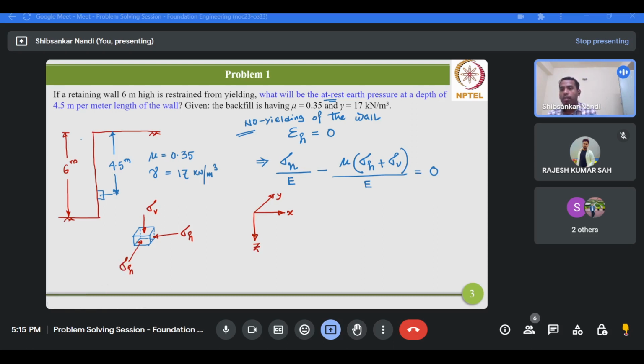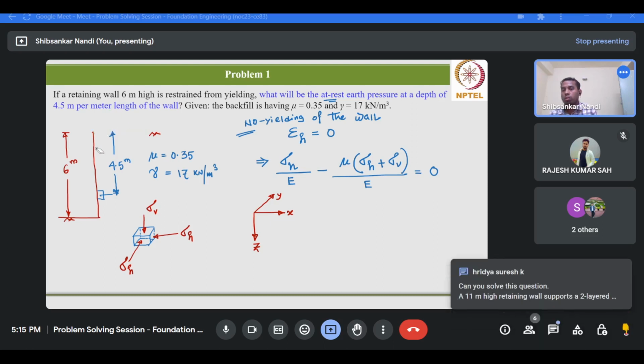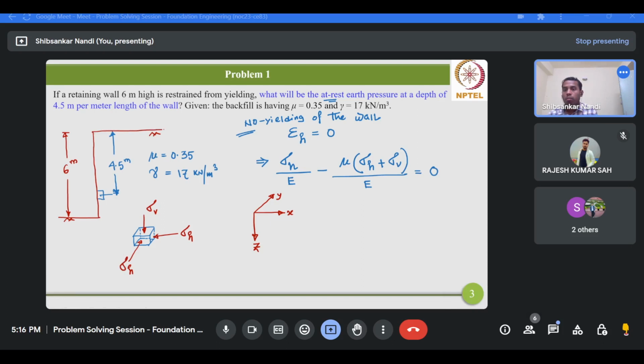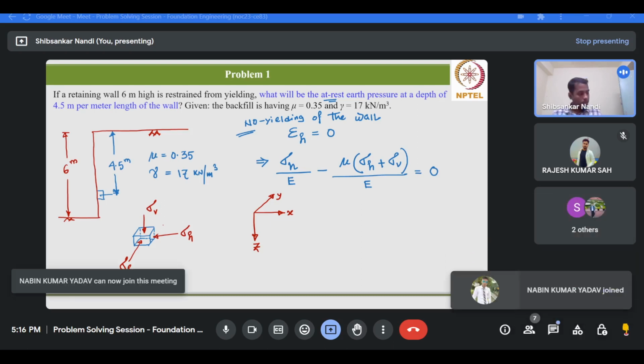So I am marking here: this is your y, this is your x, and this is your z. This is the three-dimensional Cartesian coordinate system, and then these should be the three stresses.